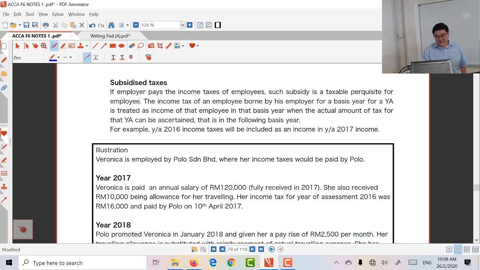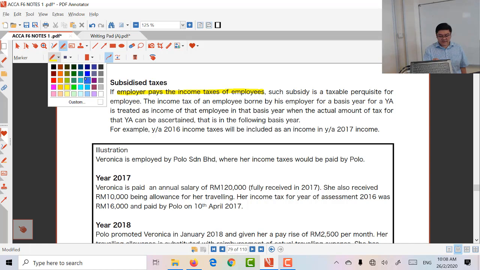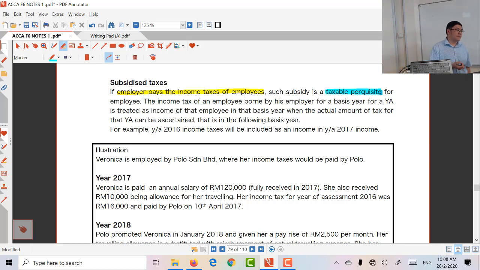Now, the whole idea of subsidized taxes is basically you have your employer paying your taxes. So when your boss is paying your taxes, it becomes a perquisite because you save your money. Okay? You save your money. Now, but we have a problem with timing. Okay? We have a problem with timing. The reason is that the taxes you're paying for a particular year are actually taxes for the preceding year, the year before that.